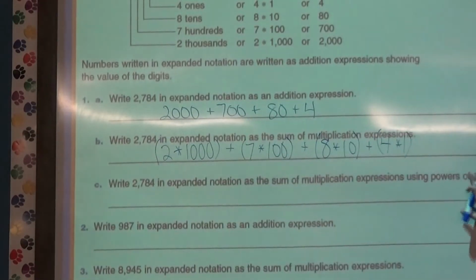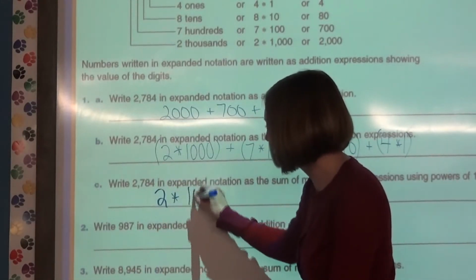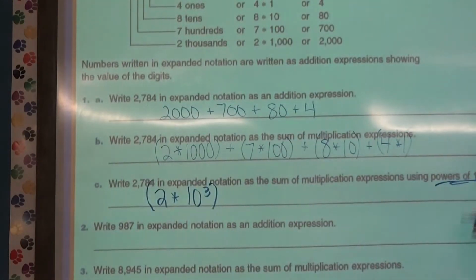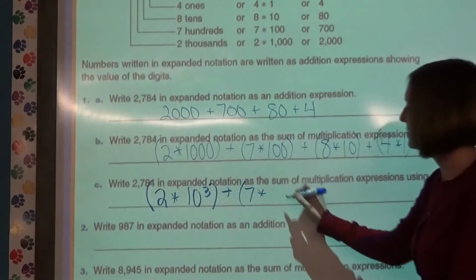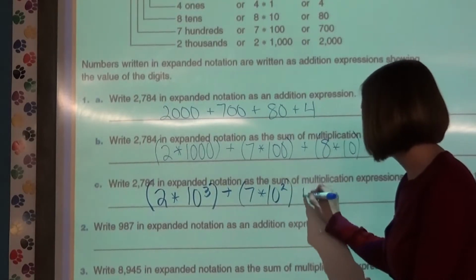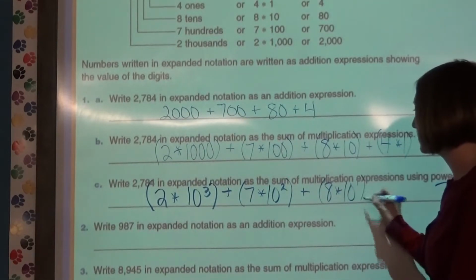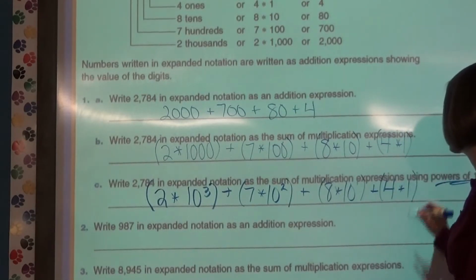Okay, and then we'll do it one more way, and this will help you to finish up the page. This time we're doing it as a sum of multiplication expressions, but we're using our powers of 10. So we'll come back here. 2 times 1,000. I know 1,000 is 10 to the third. Okay, so see how we're using powers of 10 this time. Plus 7 times 10 squared plus 8 times 10, which you could put 10 to the first if you'd like to, and then we still have plus 4. If you want to, you can do 4 times 1.